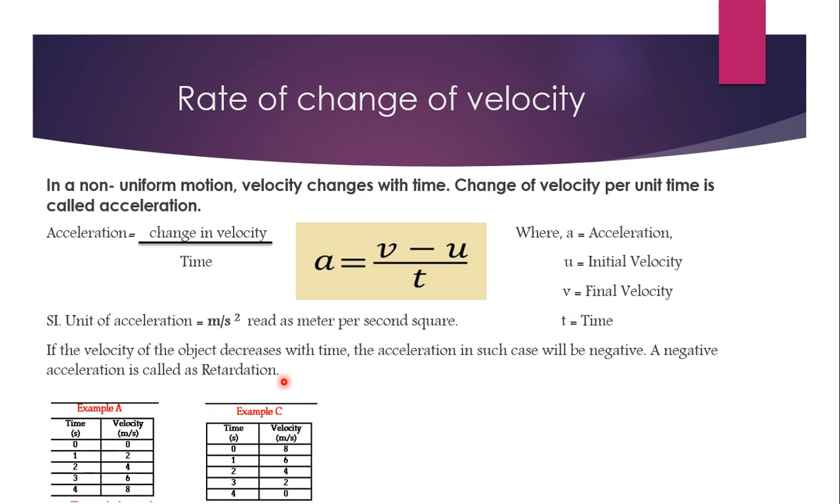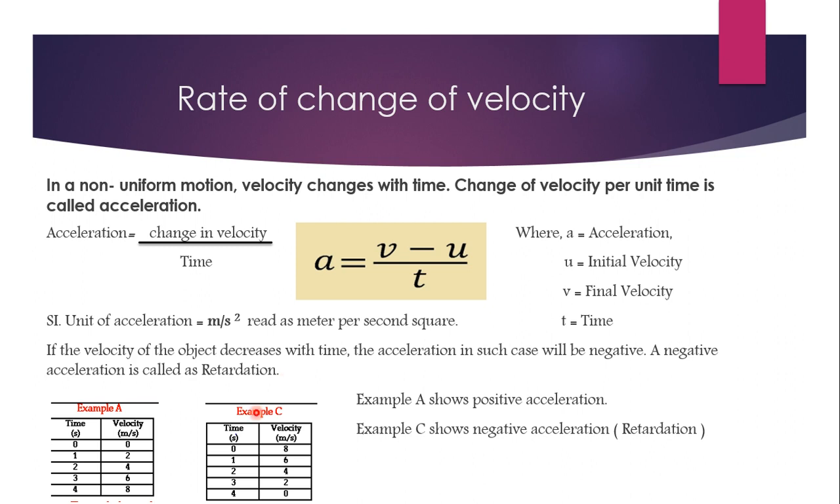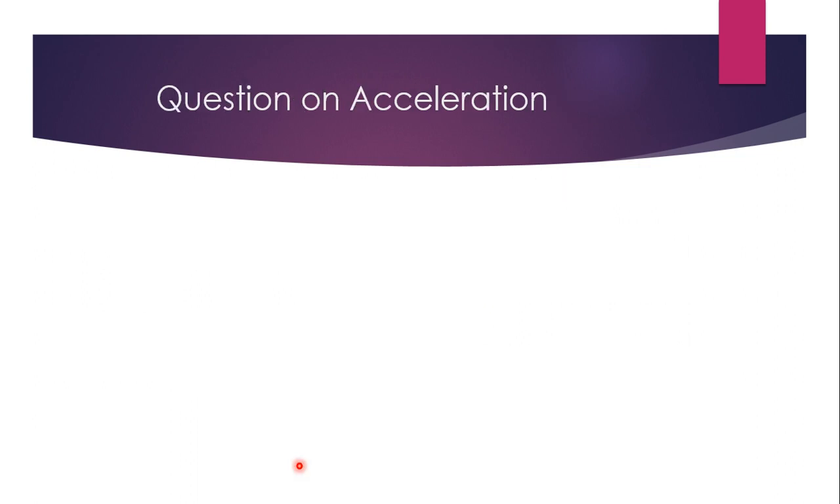So these are some of the examples which show the acceleration. Now, example A shows a positive acceleration in which an object is moving with a positive acceleration, like it's increasing its velocity with time, we can see by this chart. Whereas example C shows a negative acceleration in which the object is decreasing its velocity. So in example C, this is a retardation, right?